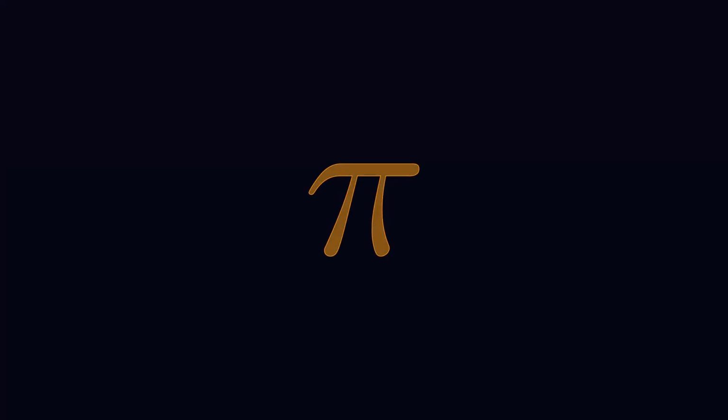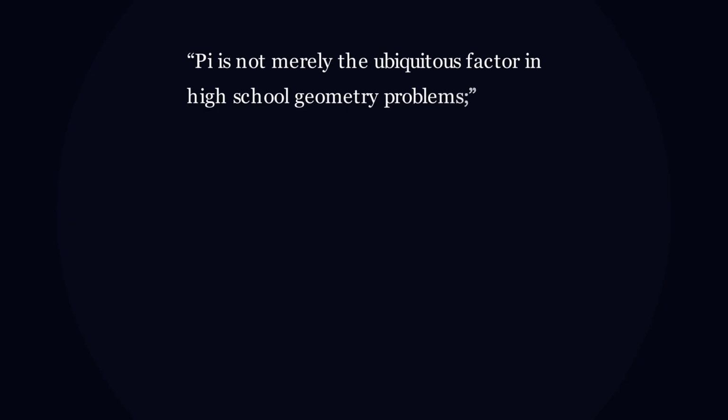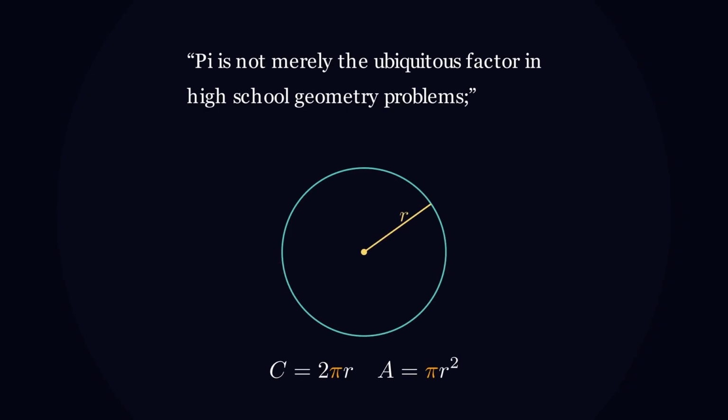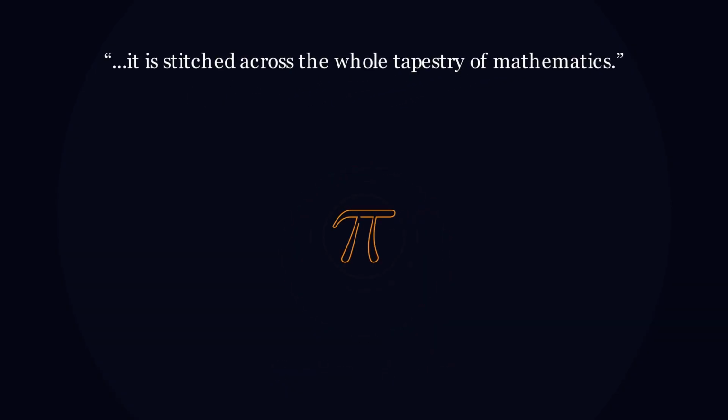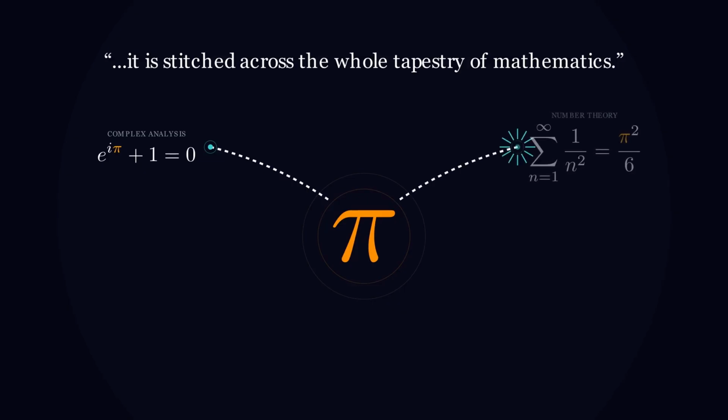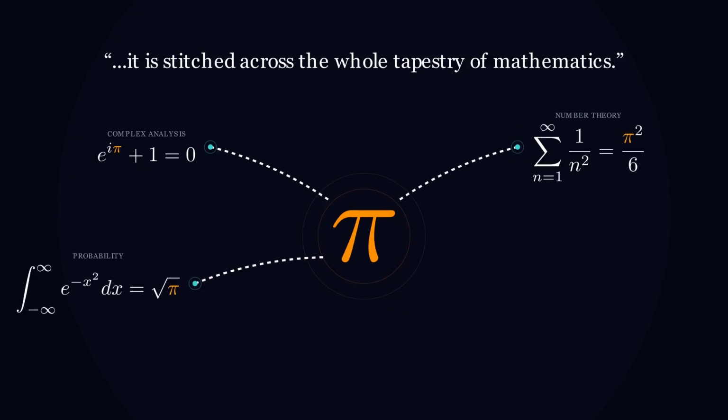Pi is often introduced to us as a simple geometric tool, a ubiquitous factor hiding in high school geometry problems, dictating the circumference and area of a circle. But as the author Robert Kanigal noted, pi is not merely a tool for circles. It is a fundamental constant stitched across the entire tapestry of higher mathematics, from probability to infinite series.